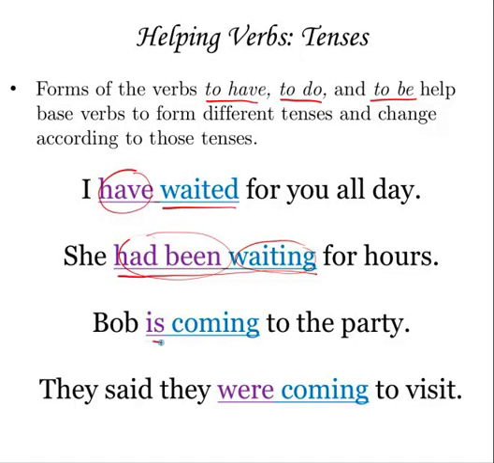Bob is coming to the party. Present progressive. The helping verb is, and the main verb coming. They said they were coming to visit. Past progressive, helping verb were, main verb coming. So as you can see, have becomes had, is becomes were, according to number and tense.